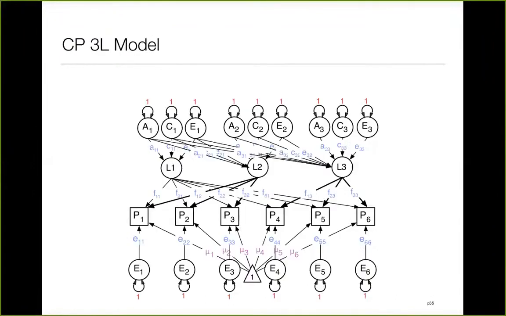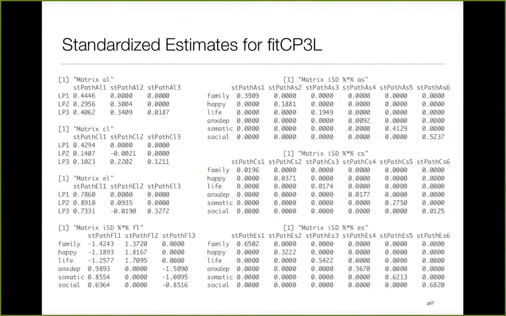This slide depicts a path diagram for a common pathway model that has not 1, but 3 latent traits. This is another instance of a bi-factor model. Here, L1 is the general factor, whereas L2 and L3 are the group factors. And again, as in the case of the common pathway model with just one latent trait, you can inspect the standardized path coefficients of the bi-factor common pathway model, which are presented here.